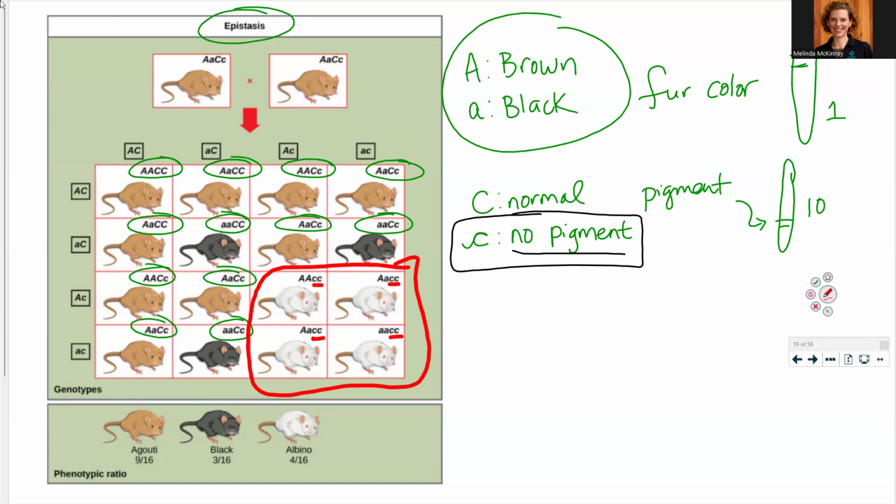And then you get a phenotypic ratio here at the bottom: the brown or agouti mouse is 9 out of 16, the black mouse is 3 out of 16, and the albino mouse with no pigmentation is 4 out of 16. All right, that's it for this video.